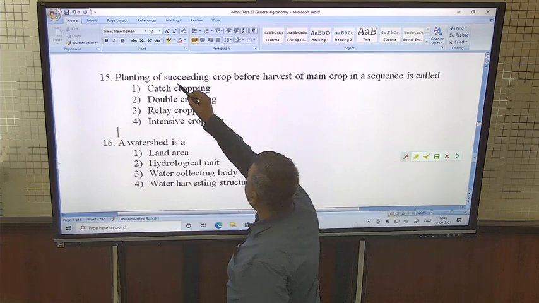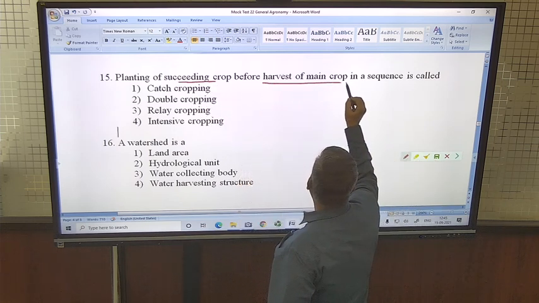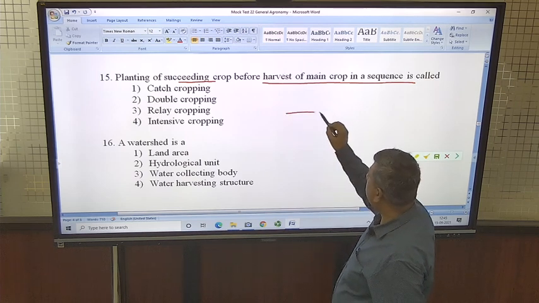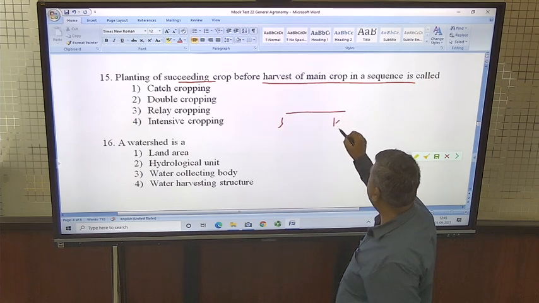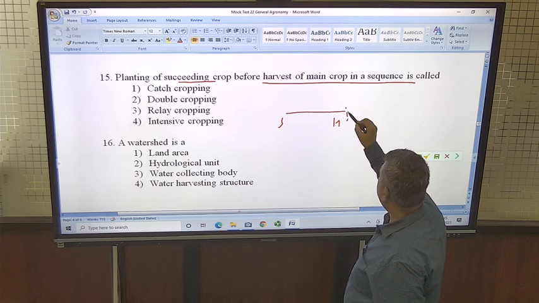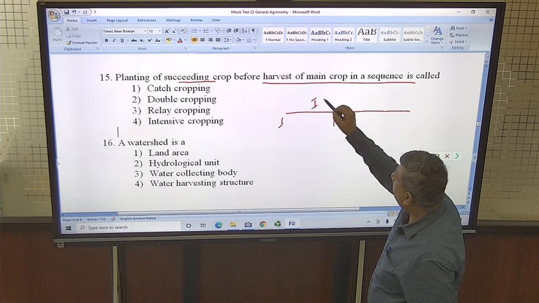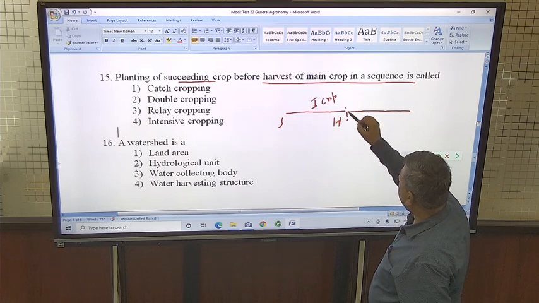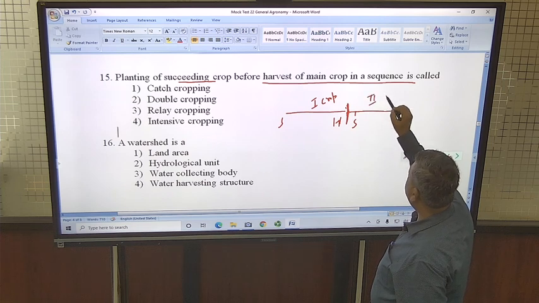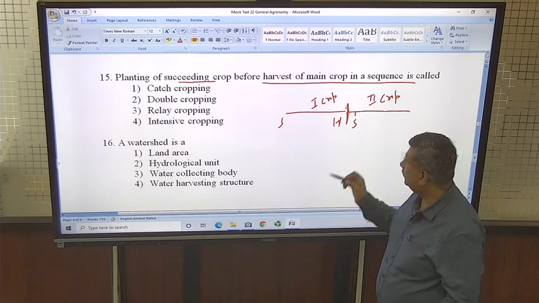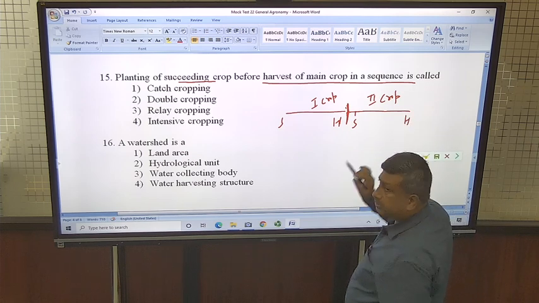Planting of a succeeding crop before harvest of the main crop in a sequence is called what? Suppose this is a crop life cycle, this is sowing and this is harvesting. This is the first crop. Then after the harvest of the first crop, the second crop is sown, with an interval of 10 days, 15 days, 1 week or 2 weeks, and then harvesting. So this is the normal phenomenon.